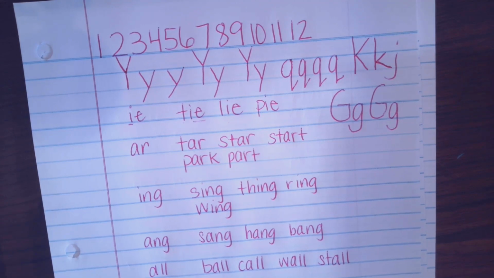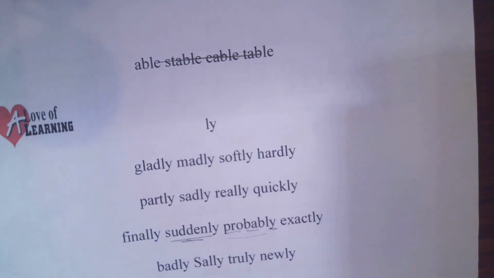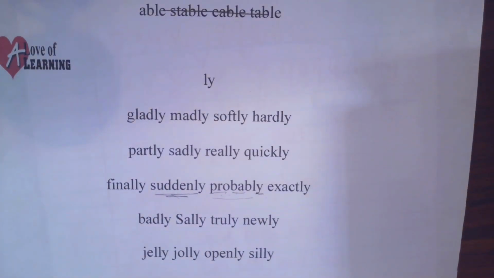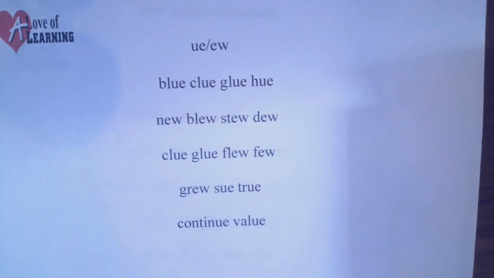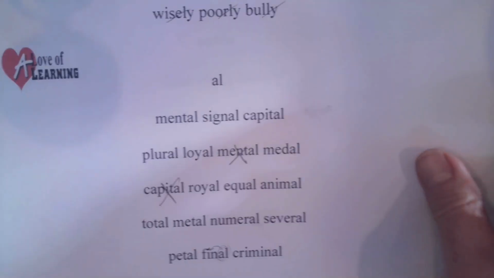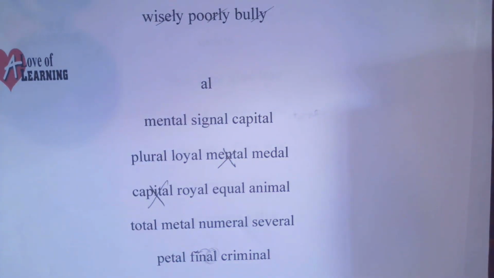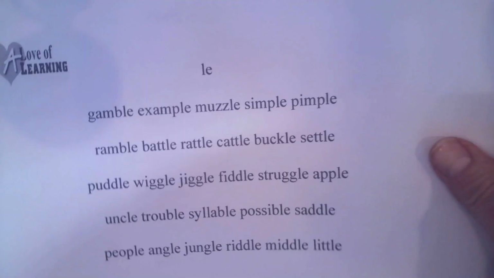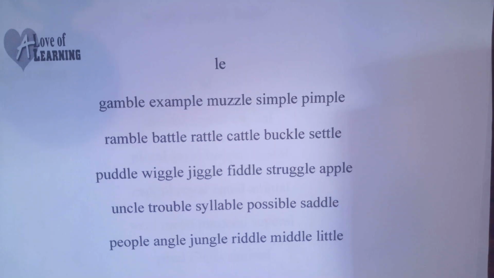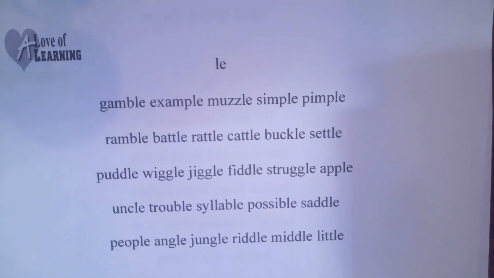And then Celia, we have these ones. LY makes lee. UE and EW make oo. AL makes ul. And LE makes ul.